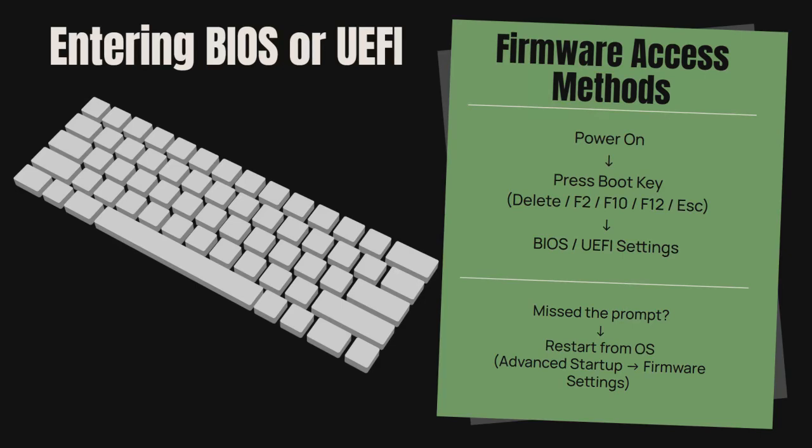Now, you're going to want to know how to access your firmware. Firmware settings are accessed during the boot process, usually by pressing keys like Delete, F2, F10, F12, or Escape. Modern systems boot very quickly, so if you miss the prompt, you can always restart into firmware settings through the operating system's advanced startup options.